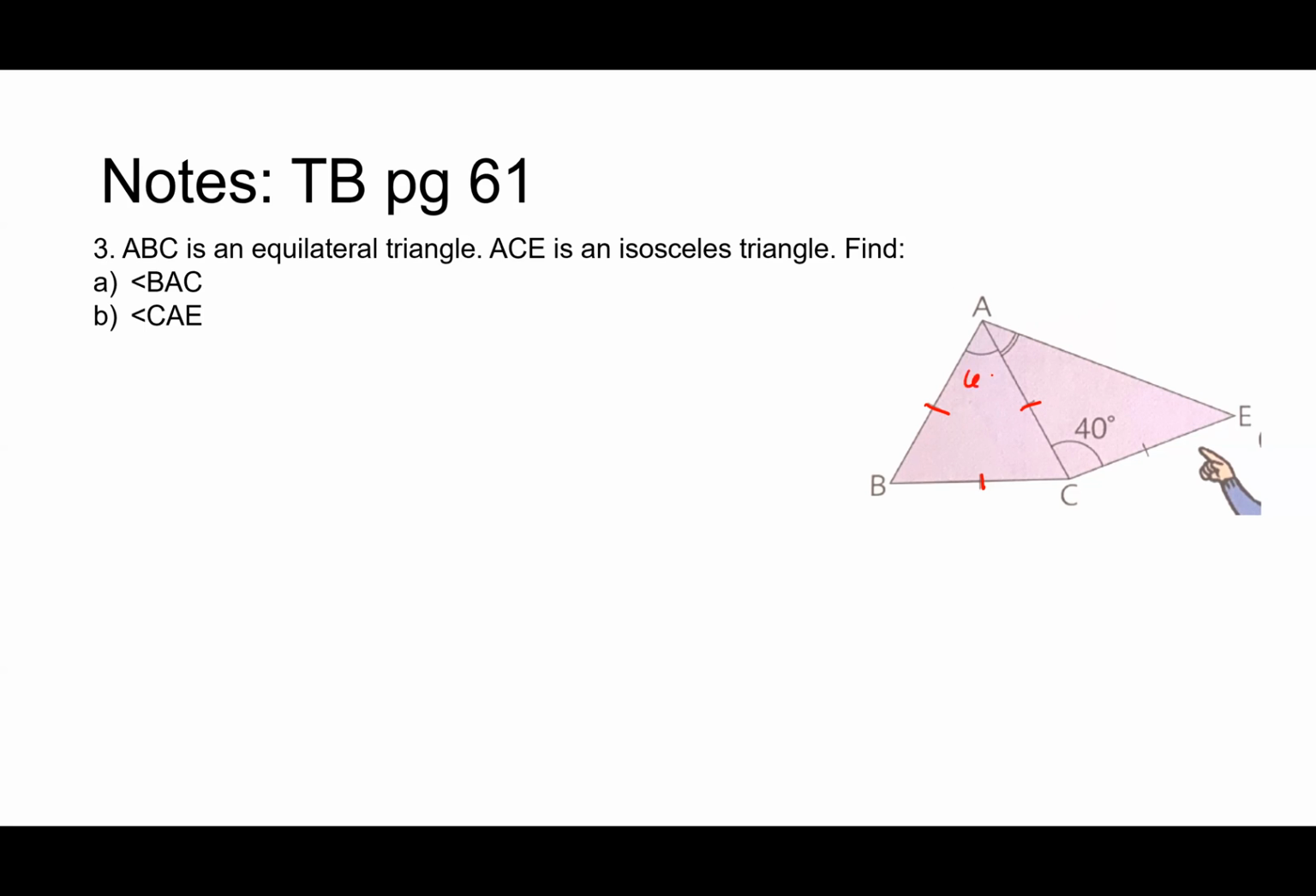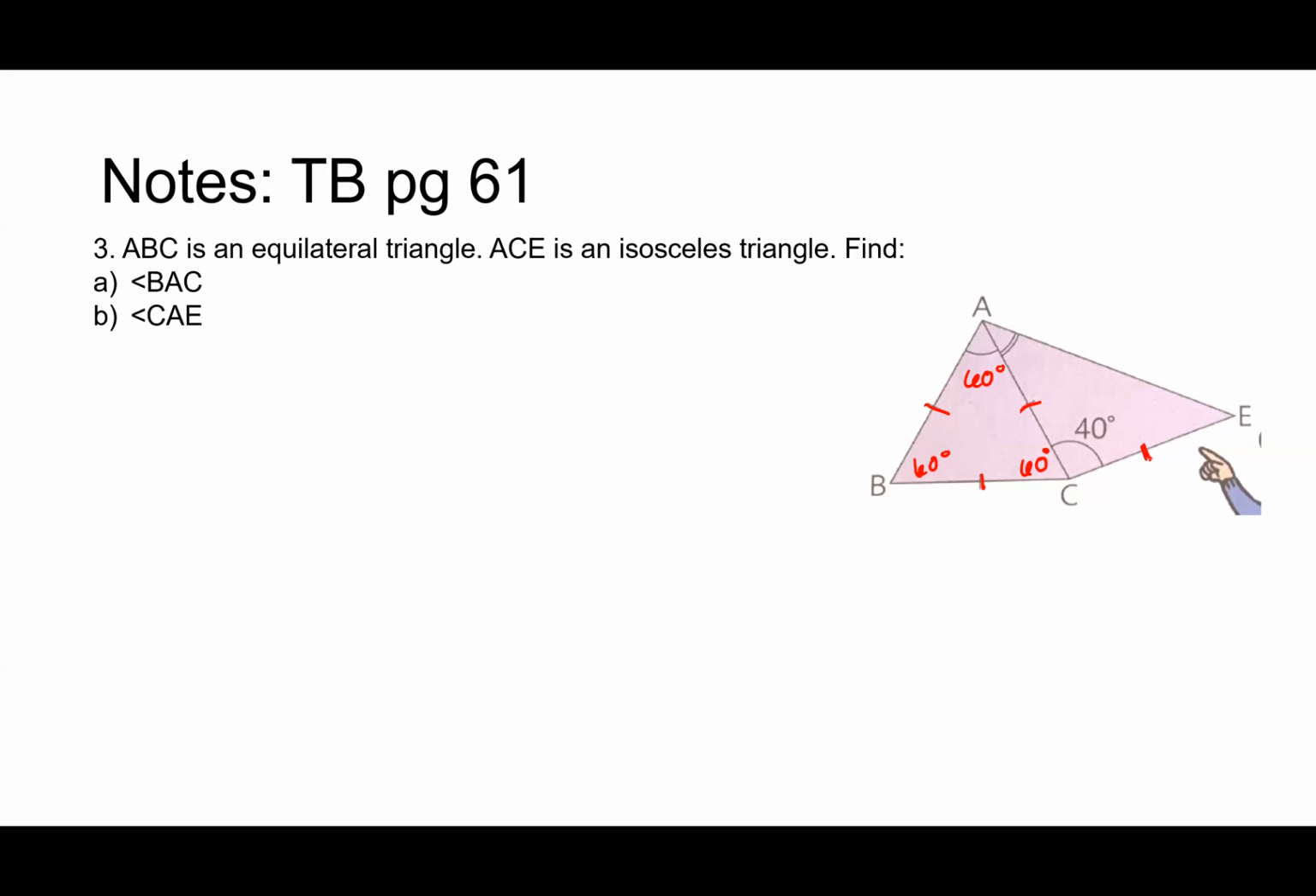Yep, and they're all going to be 60 degrees. Way to go. So let's go ahead and just mark that on our diagram there. And then ACE is an isosceles triangle. Okay, so it looks like this side is equal to this side right here.